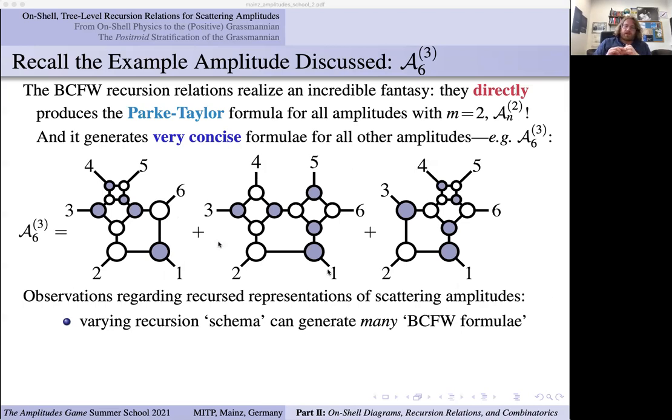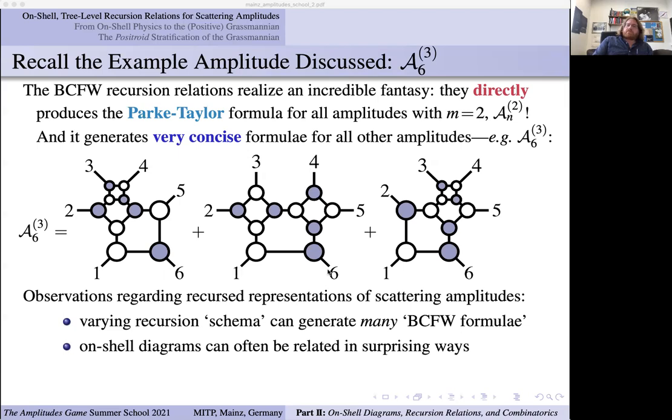choice of which pair of legs did you pick to do the recursion on, for the 6-particle amplitude. And so there is no unique BCFW formula. But the other thing, and this is what I want to emphasize first and what we want to talk about first, is that these diagrams are related in very non-trivial ways.